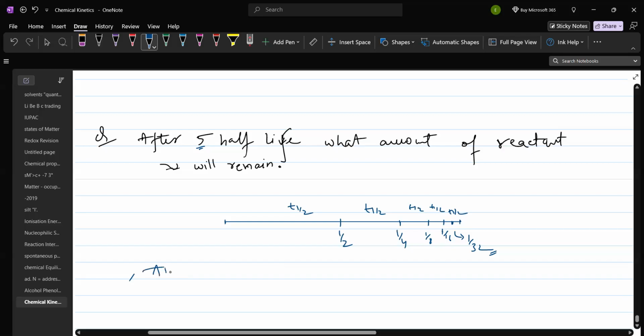Another formula for this question is: amount of reactant remaining is 1 upon 2 to the power of n, where n is the nth half life. You can write it in your copy notebook.